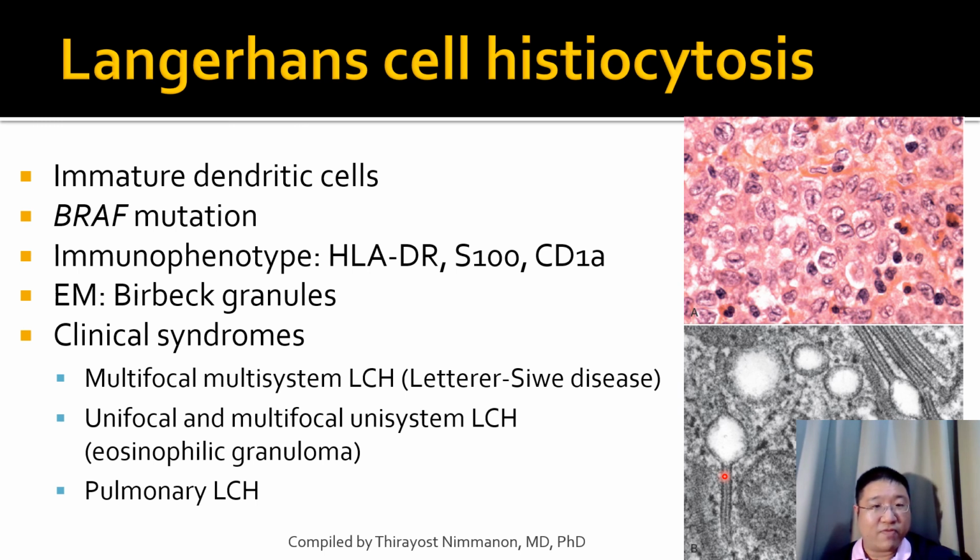For Langerhans cell, there are different clinical syndromes, including multifocal, multisystem Langerhans cell histiocytosis. The specific name is Letterer-Siwe disease, and the conditions may be present as unifocal and multifocal unisystem Langerhans cell histiocytosis or eosinophilic granuloma. And the lesion may be localized within the lung. It is called pulmonary Langerhans cell histiocytosis.